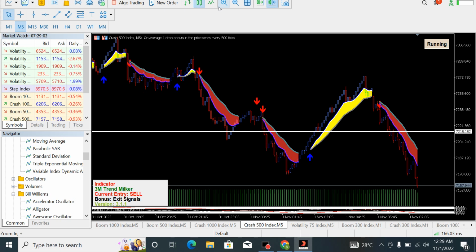In this video we will be looking at how we can use the 3M trend milker successfully in trading boom and crash so that we can be making profitable trades on a daily basis. Many people have been asking me how I've been able to make a lot of profit on this platform, and the secret is all about using the 3M trend milker indicator to do my analysis.